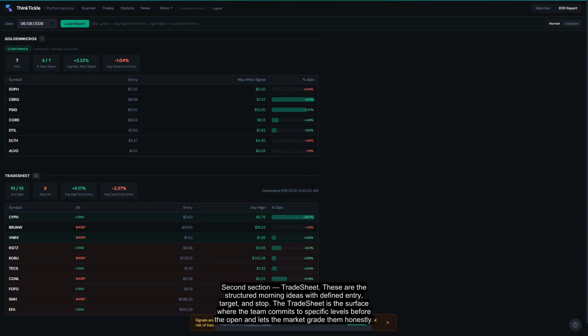Second section, trade sheet. These are the structured morning ideas with defined entry, target, and stop. The trade sheet is the surface where the team commits to specific levels before the open and lets the market grade them honestly.